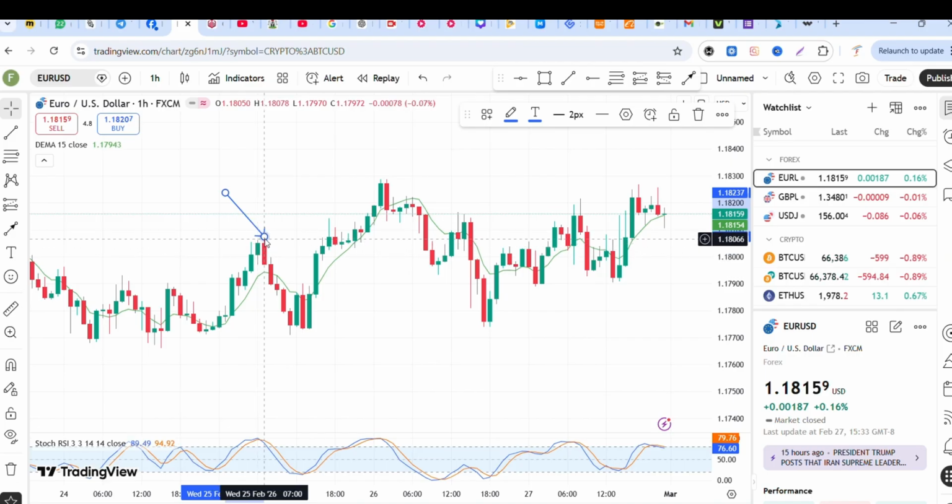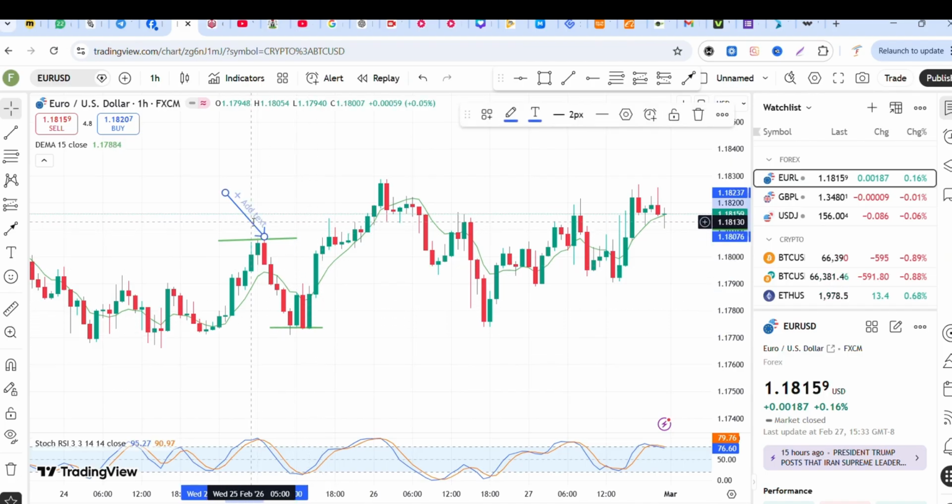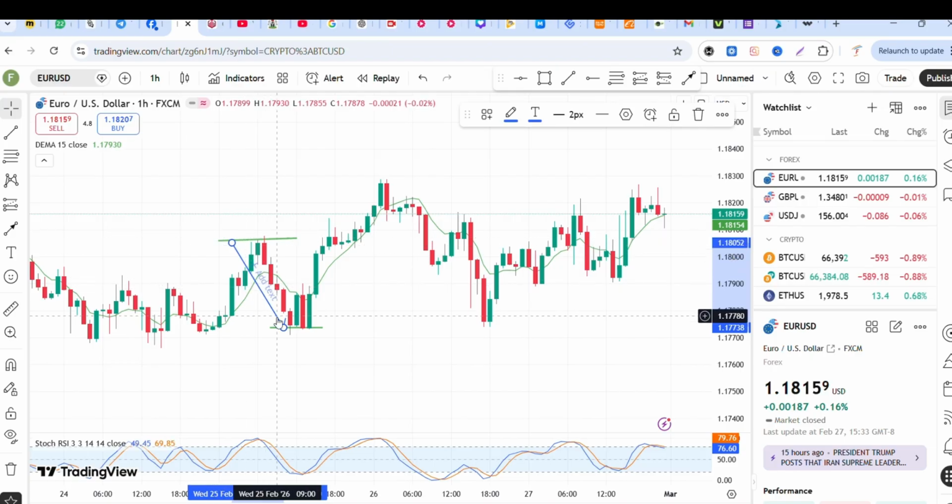Now from this point down to this point, the sellers were in control. So that is why you see the movement from here to here was a down movement, right? So you can see 1, 2, 3, 4, 5 red candles, 5 bear candles. That is a bearish movement. So we call them bearish candles. We call them bears because they are red.